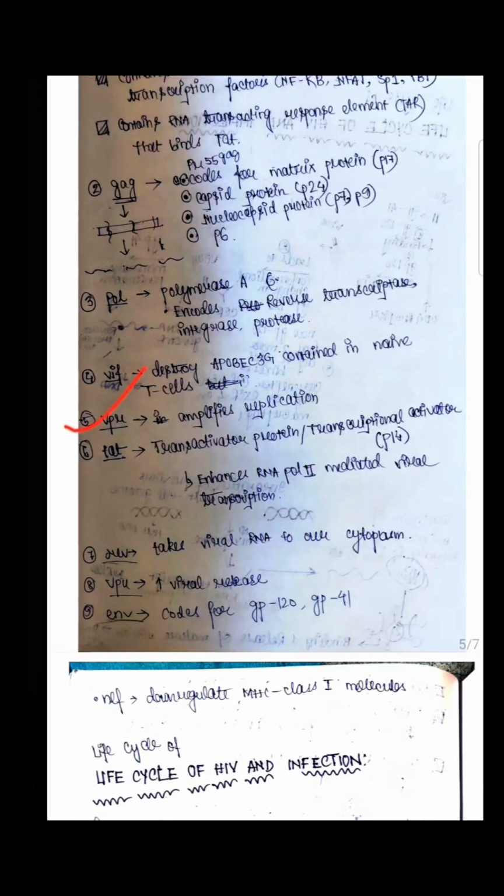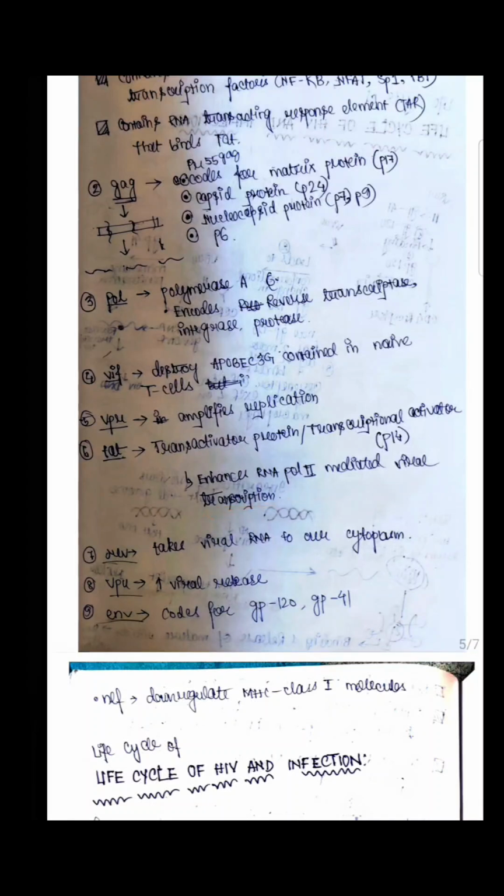Next we have VPR. VPR amplifies replication. Then we have the TAT gene that I'm talking about a lot from the very beginning. That is a transactivator protein or transcriptional activator. What does it do? It enhances viral transcription by binding to TAR. What is TAR? Transacting response element. That is basically a piece of RNA, a hairpin-shaped RNA that it binds to, and there is viral transcription.